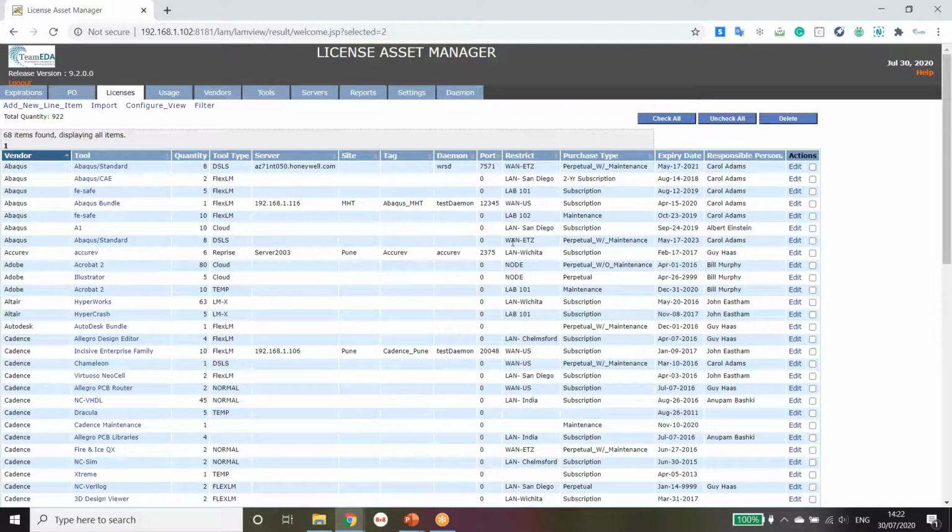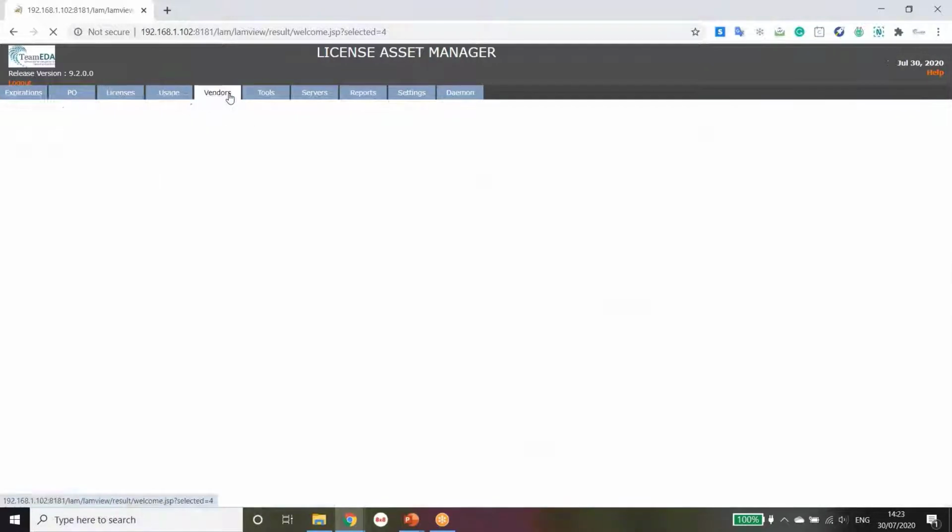So we can see whether it's WAN, you are able to use it globally. Is it LAN, so restricted just to an office or a geographic location? What kind of purchase type, subscription, maintenance, and so on. And then we have some details that we can add here about who's responsible for that.